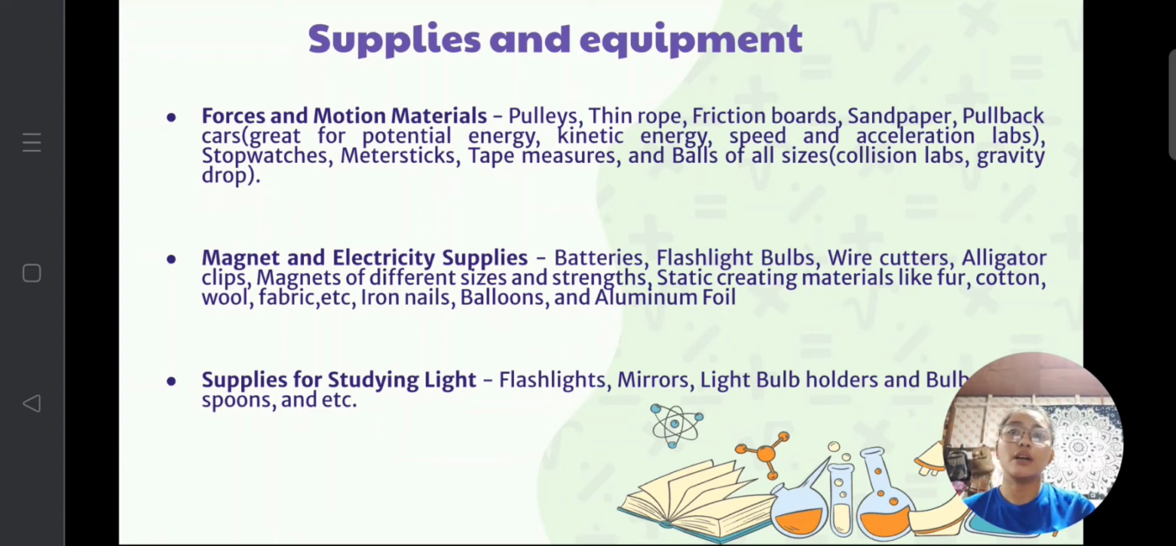So next is the supply for studying light. Teaching about the electromagnetic spectrum and visible light is so much fun, and you can do lots of projects with flashlight lenses and mirrors. So of course we have here the flashlights, mirrors, light bulbs, holders, and bulb spoons, and so on.